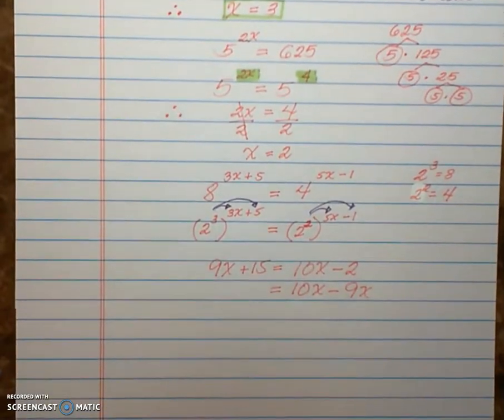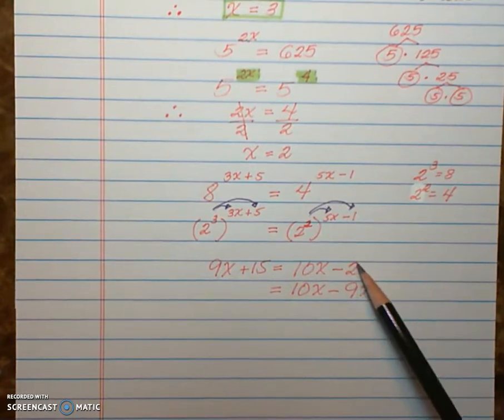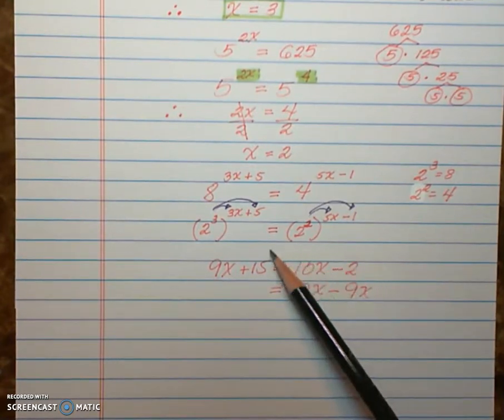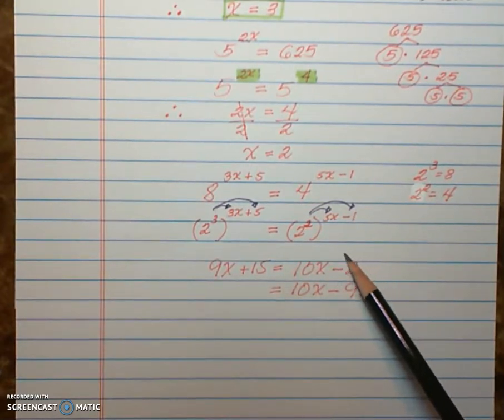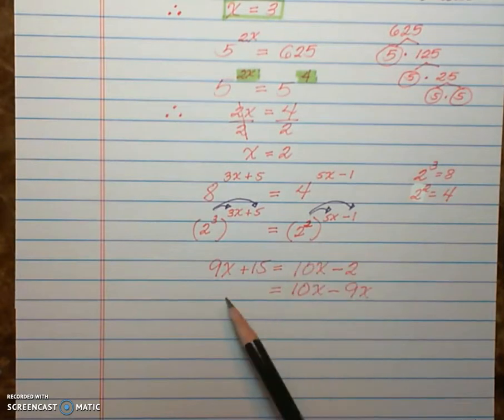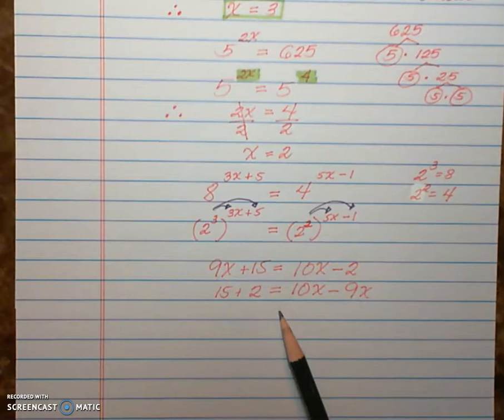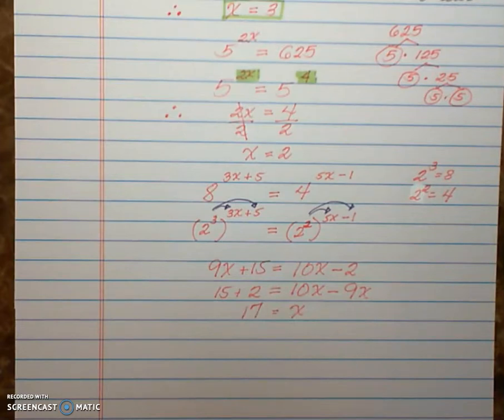Now, if I'm choosing the right side to be where the x is, I must remove the negative 2 and move it to the left side with the positive 15. The moment you move this to the other side, the negative 2 turns to positive 2. So this side will look like 15 plus 2. This now is going to become 17 equals 10x minus 9x is 1x or just x. And so this is our answer: x is equal to 17.